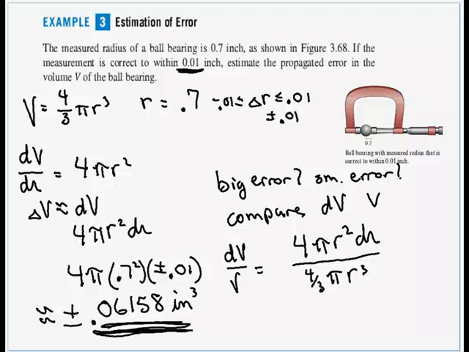And some stuff cancels here. The pi's will cancel out. This r squared will take out all but one of these r's. If we invert and multiply here, 4 divided by 4/3 is going to be 3. So up top we'll have a 3. So we have 3 dr over r.